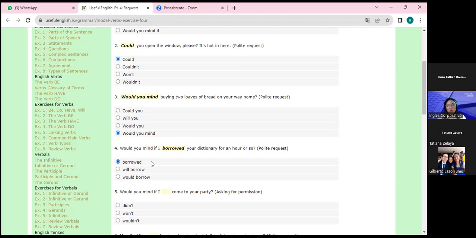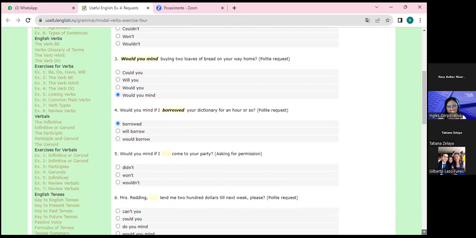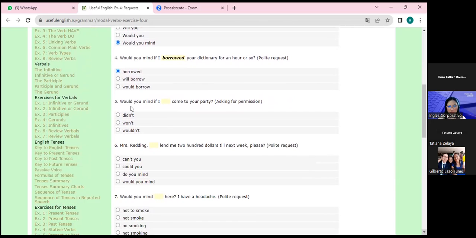Yes. Would you mind if? ¿Te importaría? Sí. If I borrowed, if I will borrow. Yeah, that's the correct one. Es el único que se adapta porque tengo después del if un sujeto. Luego del sujeto seguiría un verbo. If I borrowed. That's right. Esa es la explicación que yo le daría. Yes, go ahead, please. Continue. Would you mind? Oh, it's the same.